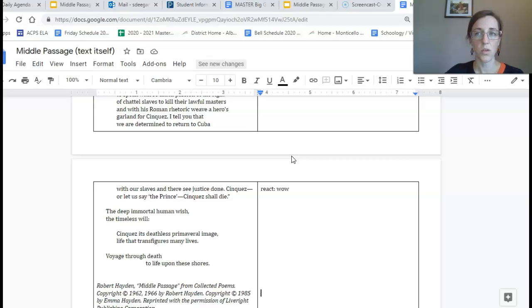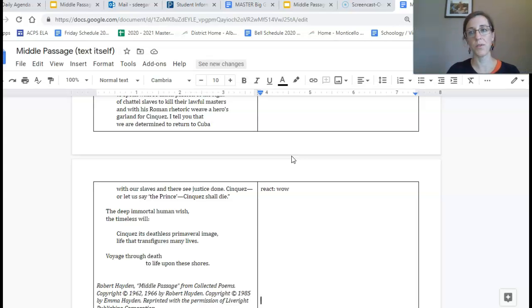The deep immortal human wish, the timeless will. Cinques, its deathless primaveral image, life that transfigures many lives. Voyage through death to life upon these shores. The end of the poem.